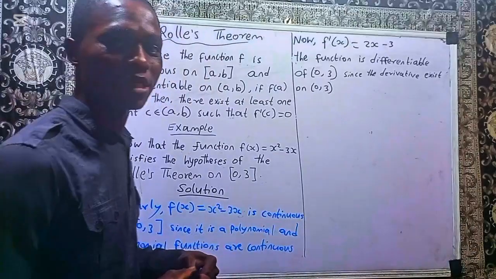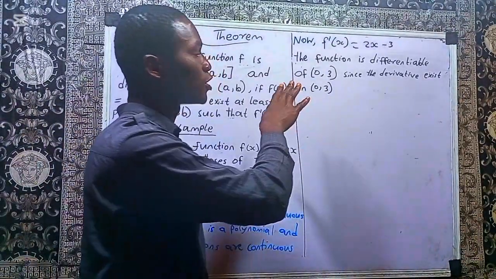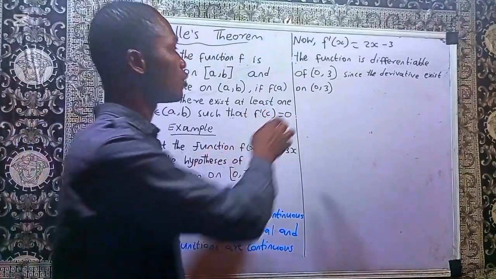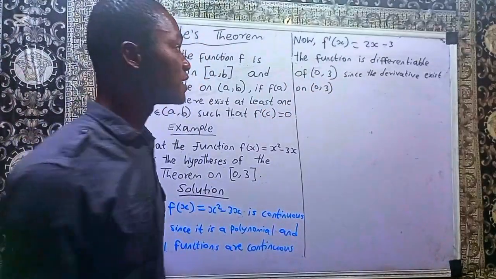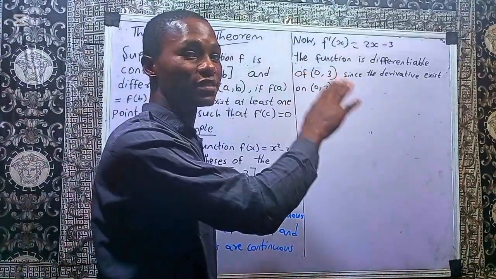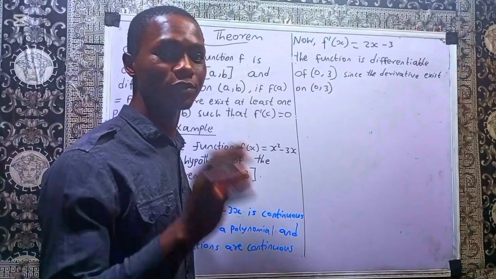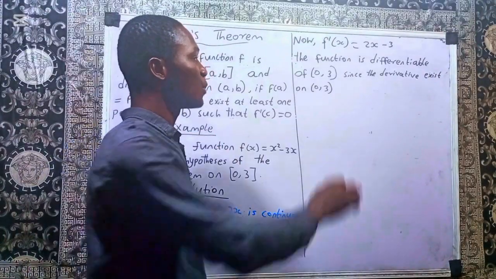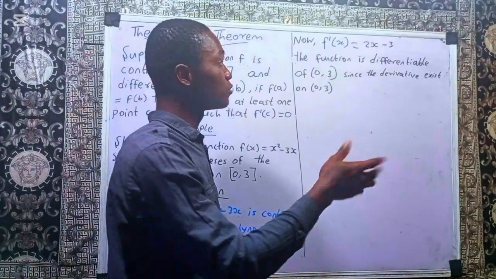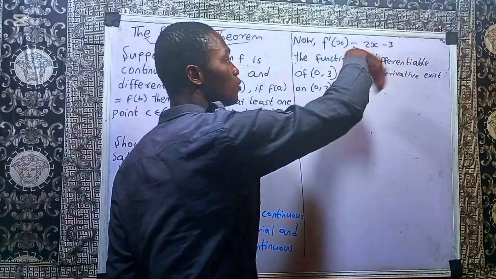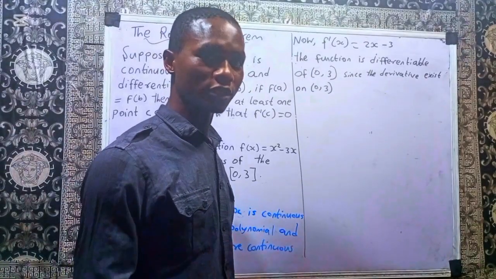So I've made that statement. The function is what? Differentiable. The function we are considering is differentiable on the open interval 0, 3 since the derivative exists. The derivative exists on the open interval. I've explained what I mean by the derivative existing, because any number you pick between 0 and 3, 0 is not inclusive, 3 is not inclusive, if you substitute it for x here, you always get what? Real numbers. You will not get infinity or undefined, right?